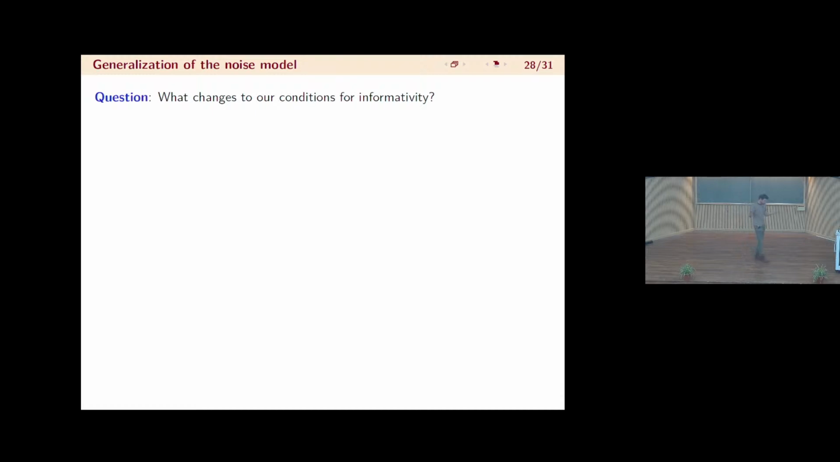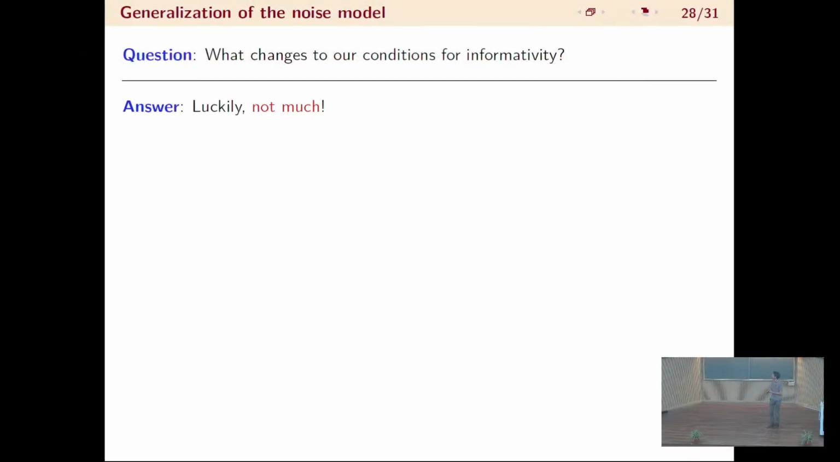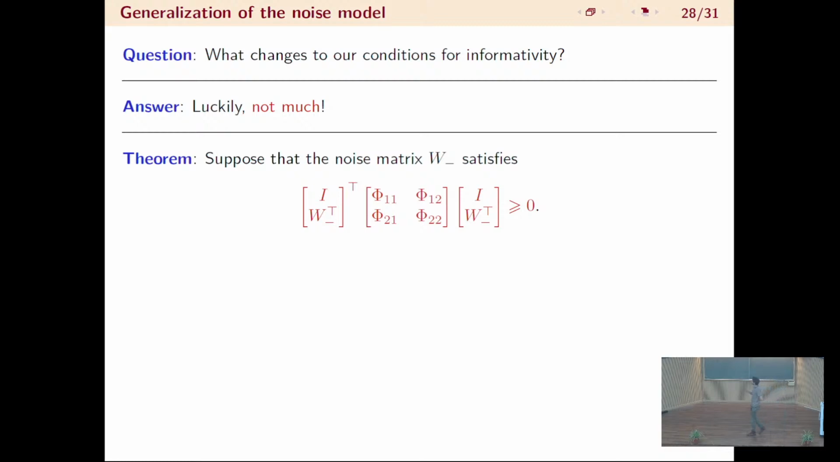Okay, now let's continue. So my question is now, of course, before we had these conditions for informativity for this very specific noise model with the epsilon bound, what changes now if I replace that by this general noise bound? Very natural question. The answer, luckily, is that not much changes. So the theorem that holds true is the following. We assume now that the noise satisfies this bound. We also assume that Phi 22 is negative definite, and the same rank condition like we had before holds true. So the matrix X minus U minus has full row rank.